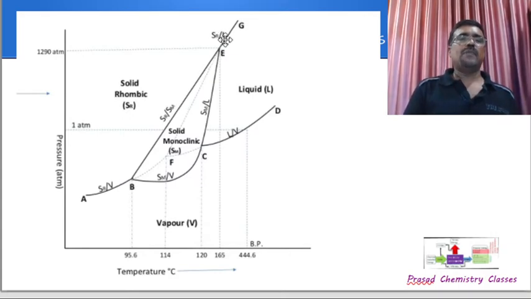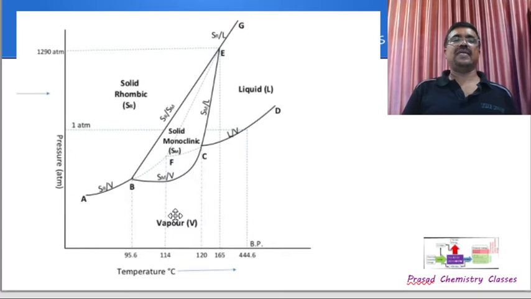So beyond the point E, monoclinic cannot exist. So at E, we have a triple point, where two solid phases, monoclinic and rhombic, are in equilibrium with the liquid. That is an invariant point. Similarly, C is another invariant point. Here we have liquid, gas and monoclinic in equilibrium with each other. Then there is another invariant point, a triple point, where rhombic, vapor and monoclinic, two solids and vapor phase, are in equilibrium with each other.